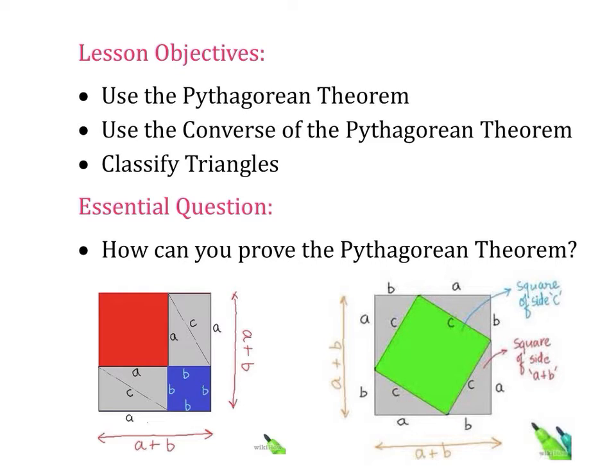All right, our objectives are to use the Pythagorean theorem and its converse and be able to classify triangles. And then our essential question, how can you prove the Pythagorean theorem? And if you'll take a note of the two images you see here, this is sort of an intro to an activity that we will do in order to help us answer that essential question.